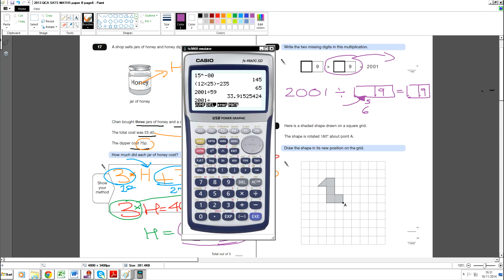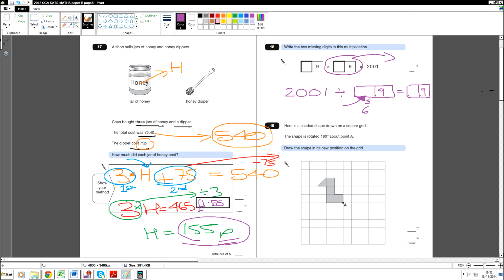2001 divided by 69. So we're trying 69 now. Oh wow, and that gives us the correct answer, which is 29. So let's put it in there. So 6 does work in here. So that didn't work, and that was good. So this is called trial and improvement.